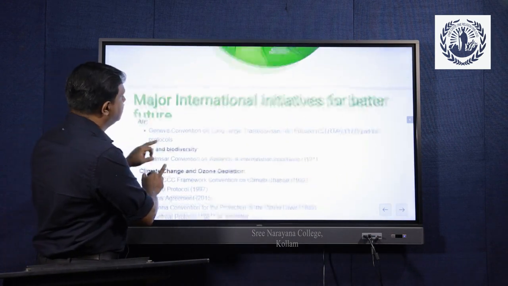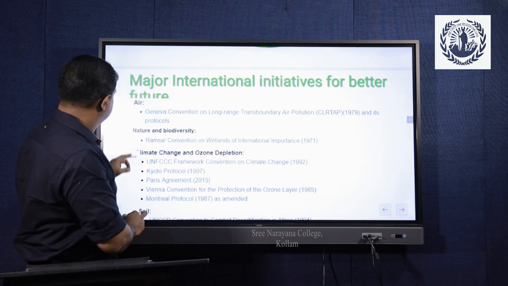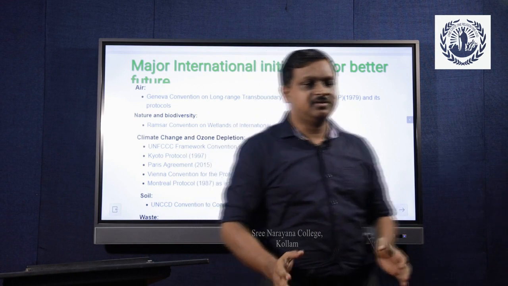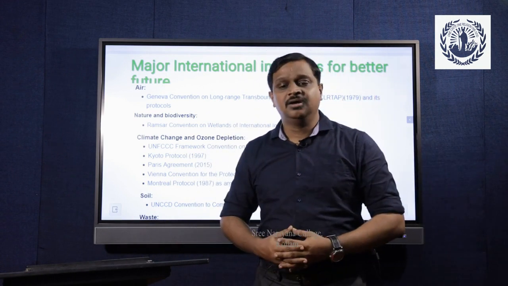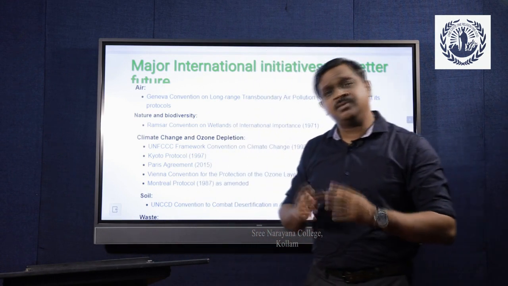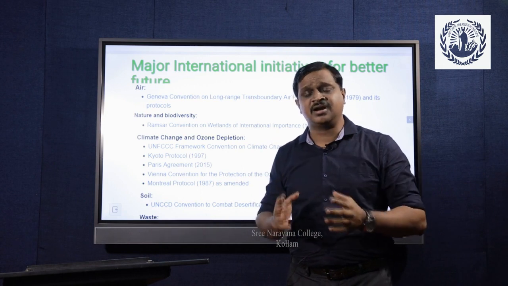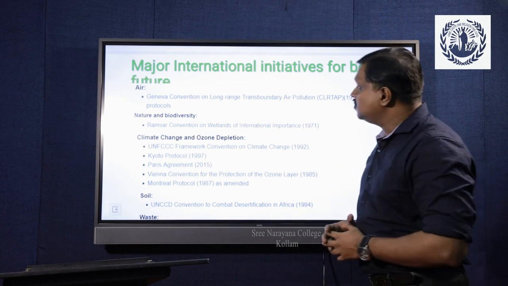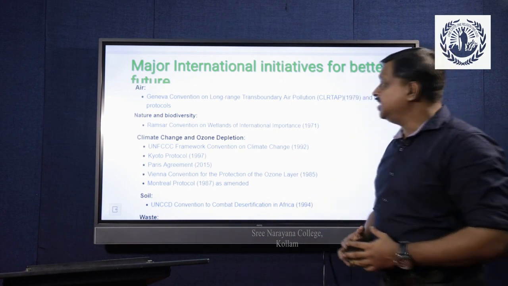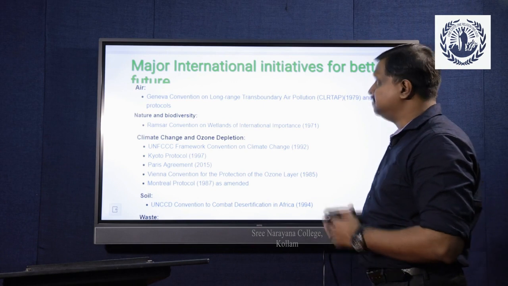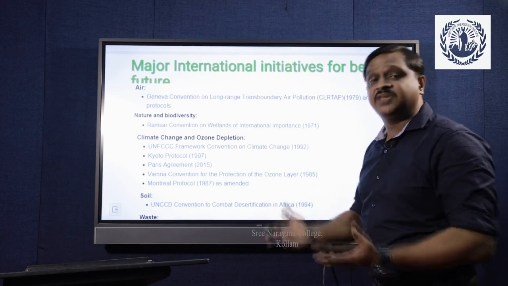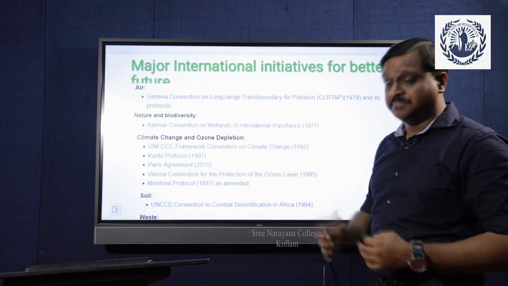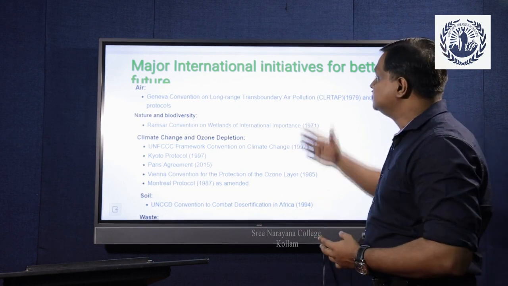Next are the important major international initiatives. The governments of different countries around the world are very aware of the problem of the environment, so we are continuously engaging in making protocols to save our environment. These are some of the most important protocols made between countries internationally.